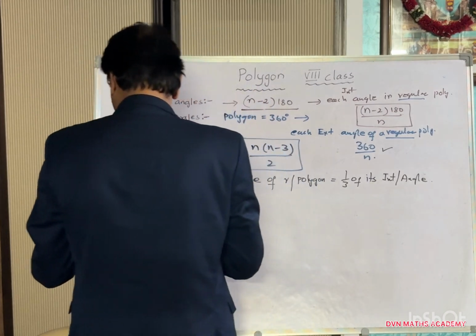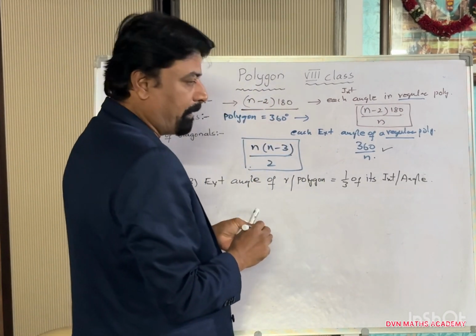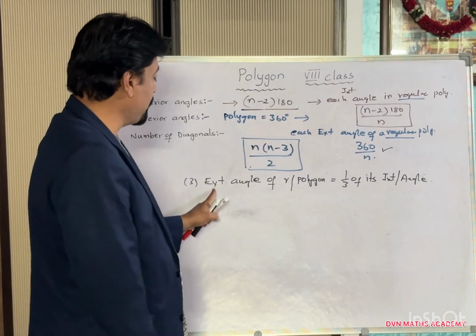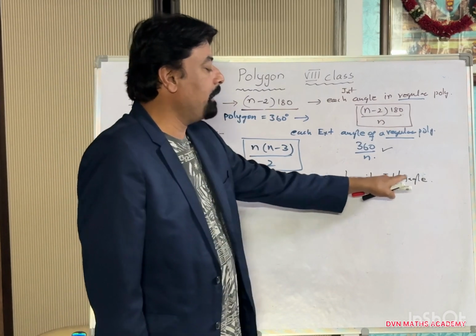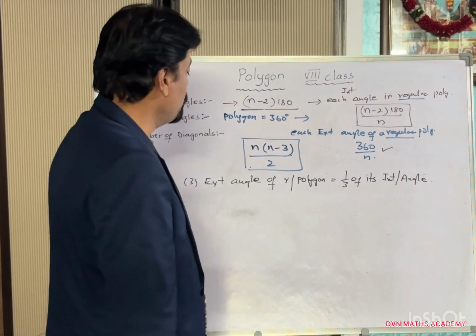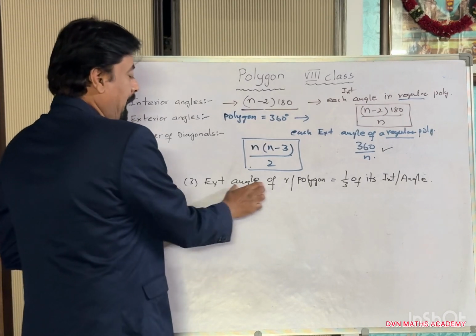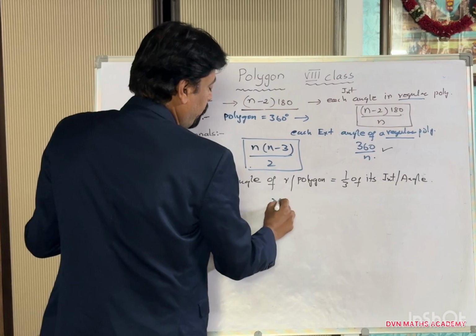One-third of its interior angle. How many sides does the polygon have? Here the number of sides is not given. So one piece of information is given: the exterior angle of a regular polygon is equal to 1/3 of its interior angle. You know the exterior angle formula: the exterior angle of any polygon is equal to 360 by n.